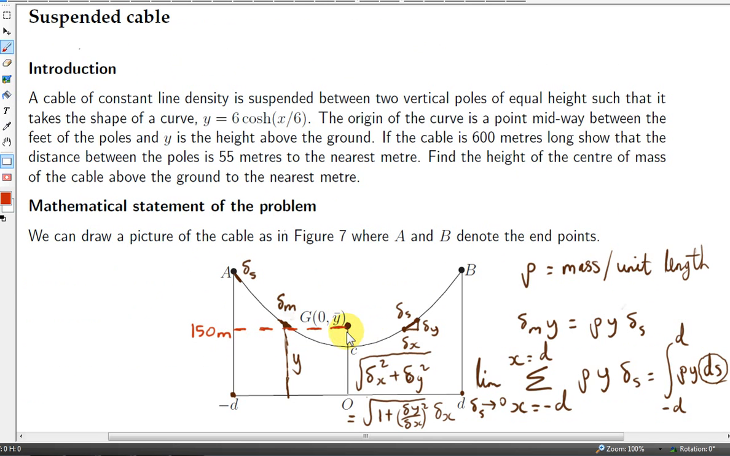So here's the picture. Now the center of mass of the cable is actually above the lowest point of the cable. The lowest point is at 0, and if you plug 0 in here for x, we get 6 hyperbolic cos of 0. The hyperbolic cos of 0 is 1, so we get y equals 6. So the lowest point of the curve is actually only 6 meters above the ground. So obviously this diagram is not drawn to scale. So we see the center of mass is above the lowest point of the cable.